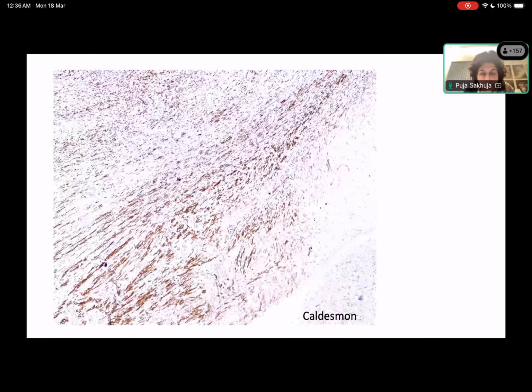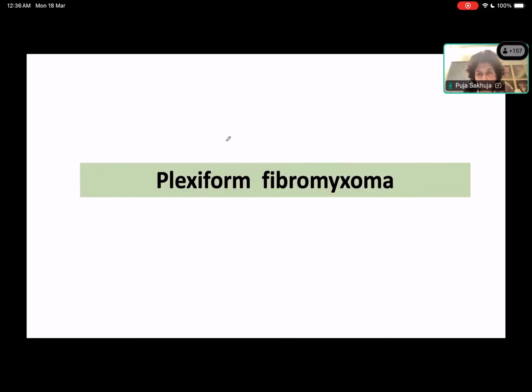And in addition, caldesmon was also positive in this, which it can be positive in fibromyxomas. So this was a plexiform fibromyxoma. So what is the behavior of these tumors? What sort of mitotic activity are we looking at in these tumors?